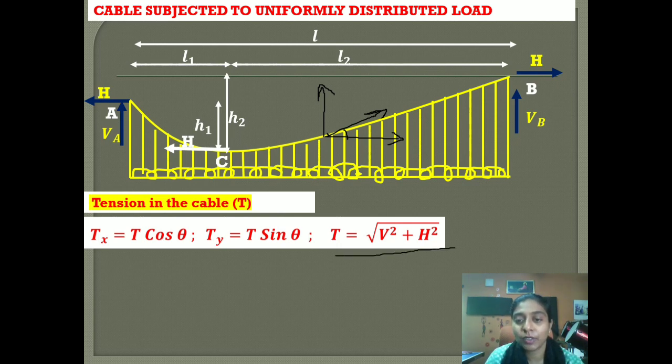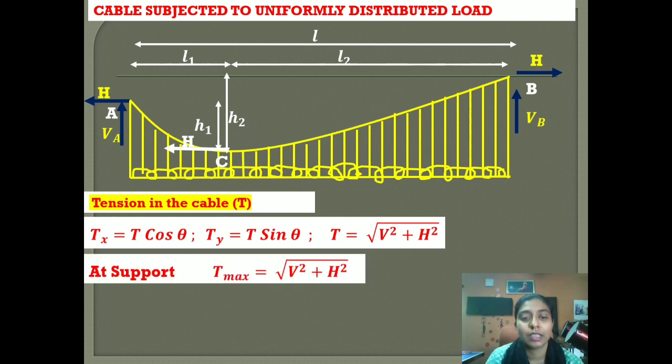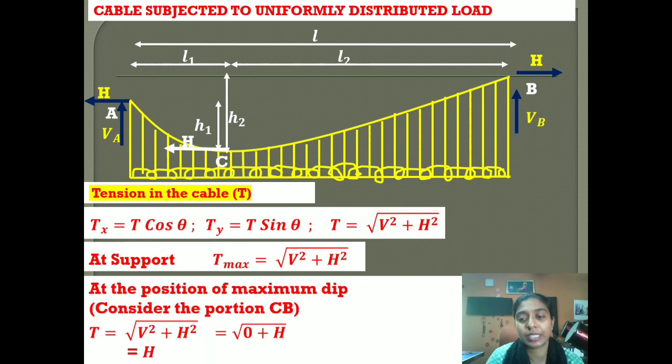Therefore the tension in the cable will be equal to square root of V square plus H square. Now at the support we will have the maximum tension and that will be equal to square root of V square plus H square. So at A it will be square root of VA square plus H square and at B it will be equal to square root of VB square plus H square. At any place in between in the cable, the tension will be equal to the square root of the sum of squares of its corresponding vertical and horizontal components.